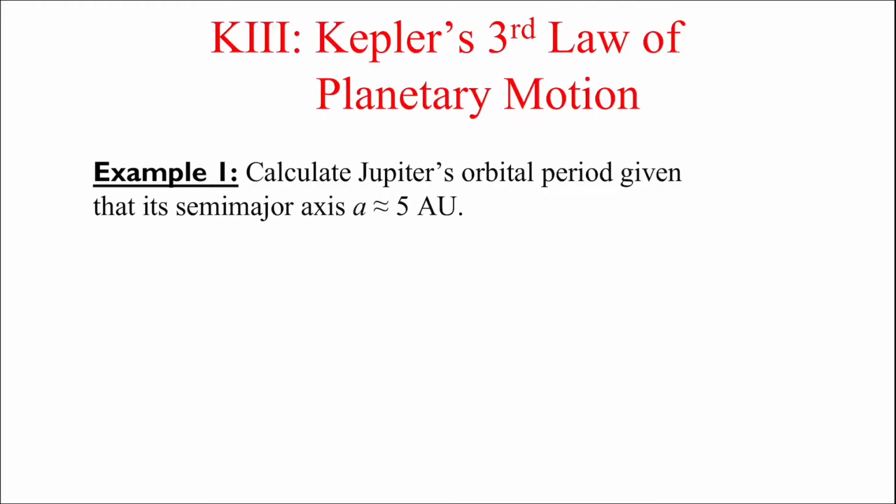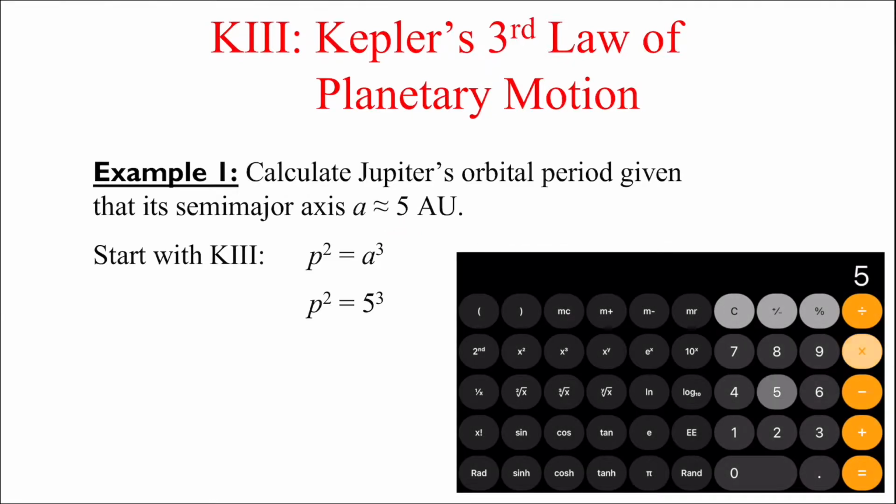So we start with Kepler's third law itself, p squared equals a cubed. Now we have to plug in the values that were given to us in the original problem. Here we were told that the semi-major axis A was about 5 astronomical units, so we replaced the A in the equation below with 5. 5 cubed is 125.